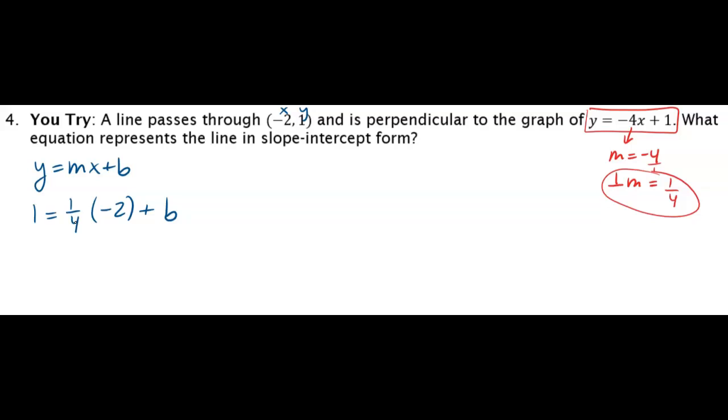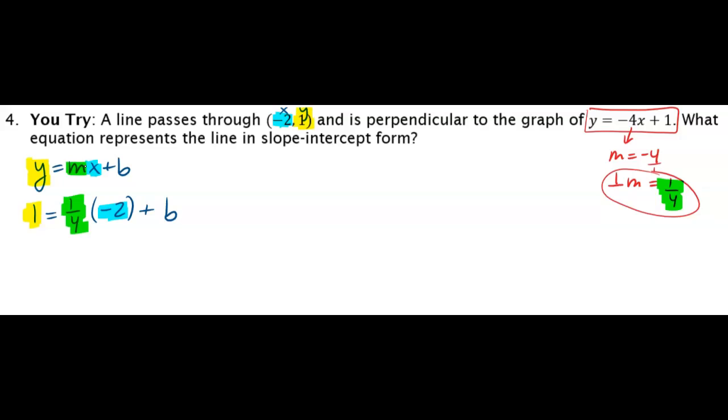And I just want to make sure it's really clear where I'm getting all of these things from. So this y value, which is 1, came from up here. This slope, which is 1/4, came from over here. And finally, my x value, which is -2, came from my point. All right, so now let's keep going.